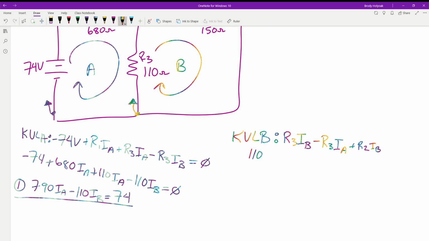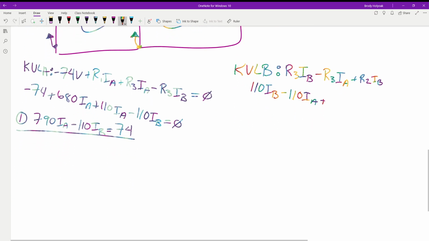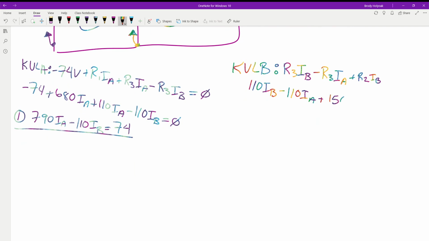We have 110 IB minus 110 IA plus 150 IB equal to 0. And again, on this one, I want to combine together all my IAs, combine all my IBs, and combine anything that doesn't have a variable, move that to the other side of the equal sign.